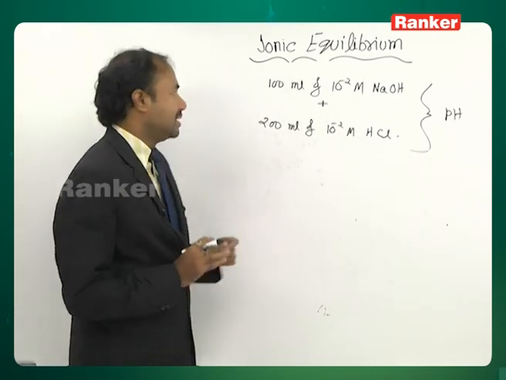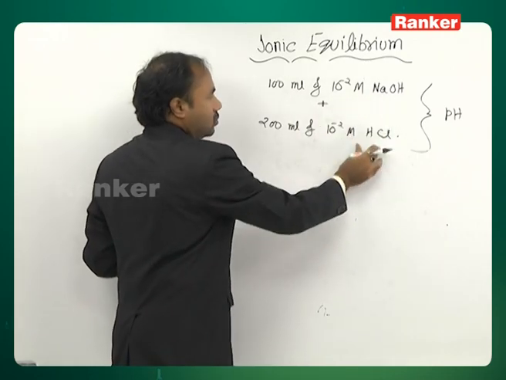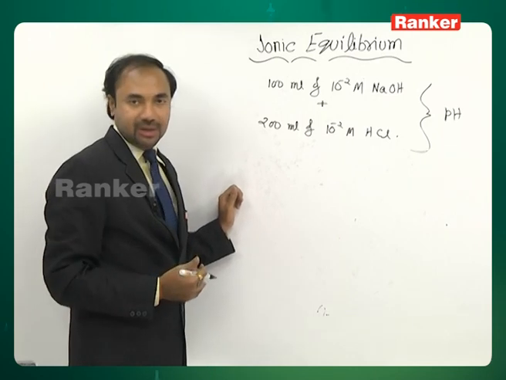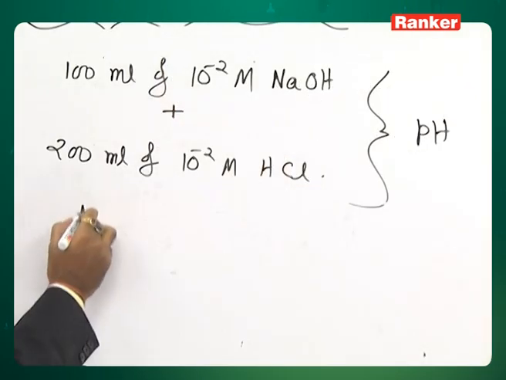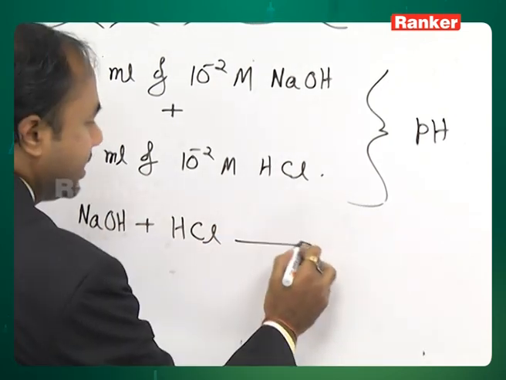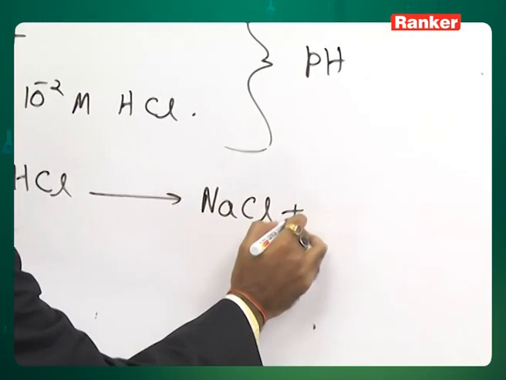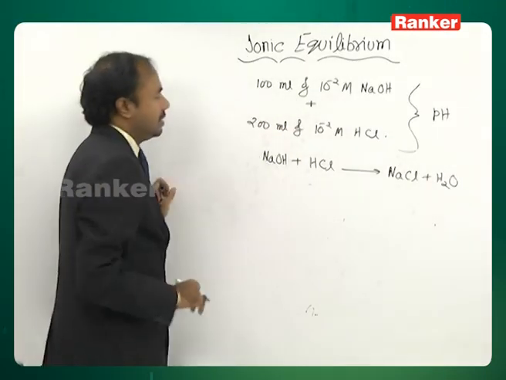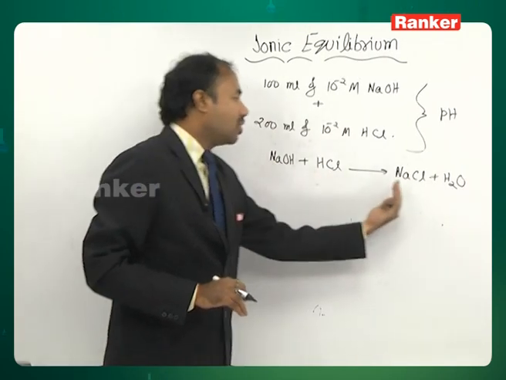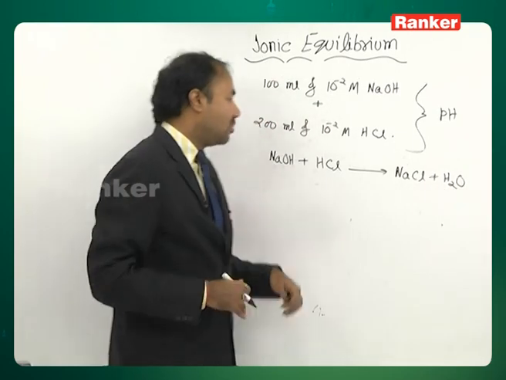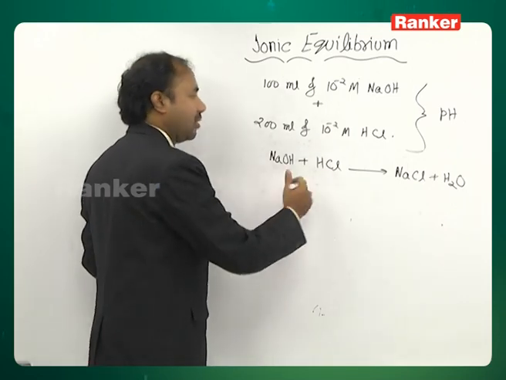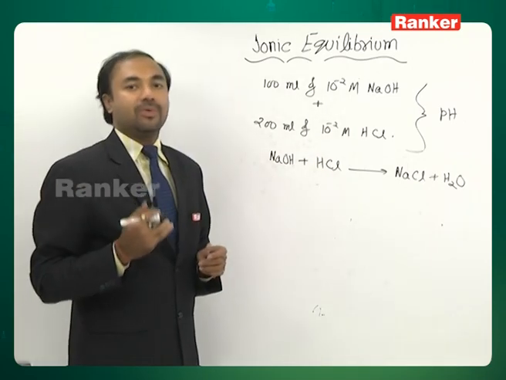How to do this? See, once you mix these two, this is a strong base, this is a strong acid. So obviously both are going to react immediately. Reactions are very fast, you know it. So we have NaOH plus HCl, and we get here NaCl plus H2O. This is the molar ratio: 1 mole of NaOH reacts with 1 mole of HCl to give 1 mole of NaCl and 1 mole of water. Right, now we are going to write the number of moles or millimoles for the reactants. From that we find how many moles or millimoles of the products will be formed.